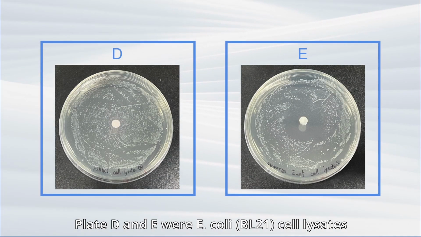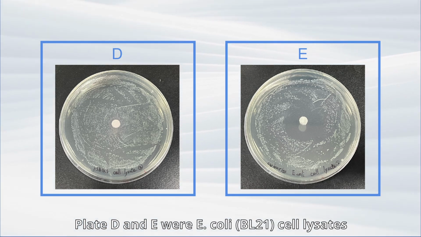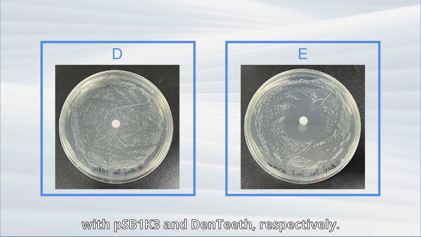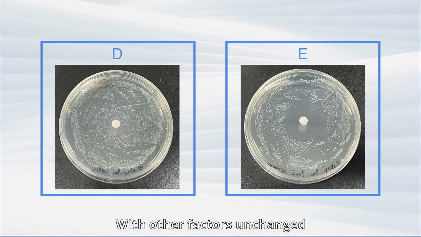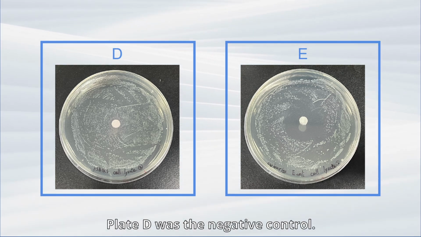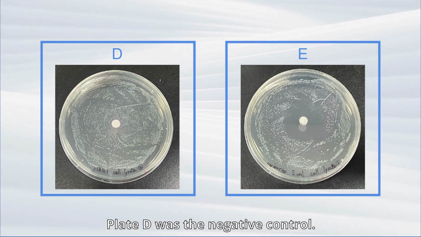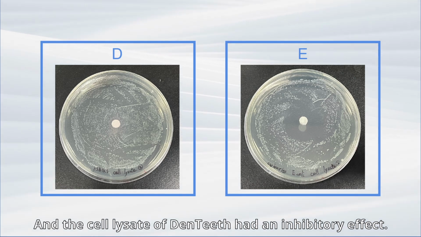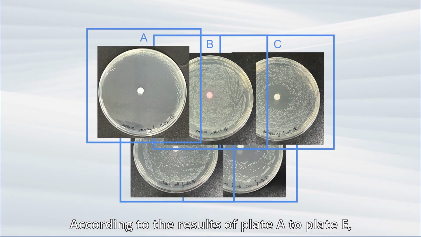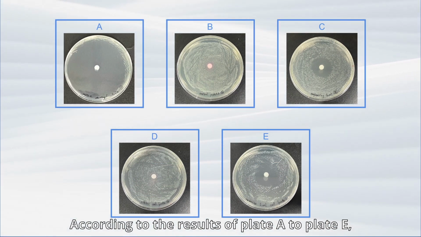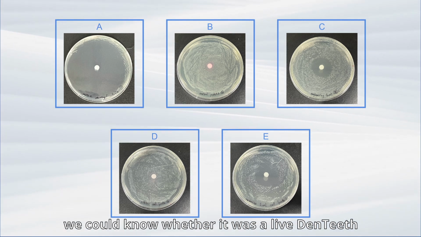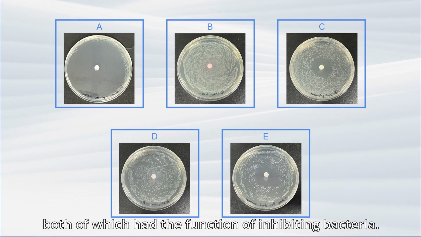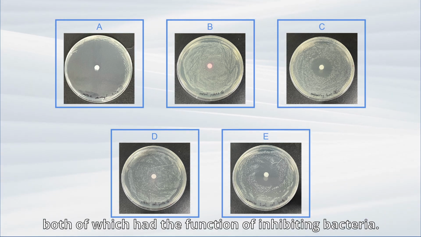Plates D and E were E. coli BL21 cell lysates with PSB1K3 and dentists respectively, with other factors unchanged. Plate D was the negative control, and the cell lysate of dentists had an inhibitory effect. According to the results of plate A to plate E, we can know whether it was a live dentist or a cell lysate, both of which had a function of inhibiting bacteria.